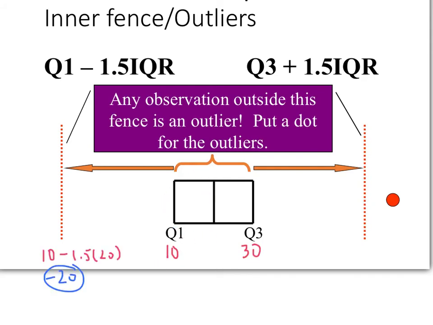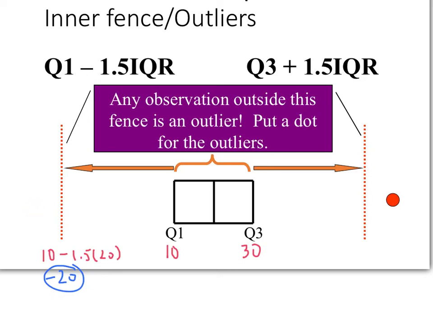So performing that calculation, 10 minus 1.5 times my interquartile range of 20, I get a value of negative 20. And so that means if I had my list of data, if I had one that fell lower than negative 20, like negative 21, negative 22, and so on, then I would represent it with a dot on the outside of this fence.